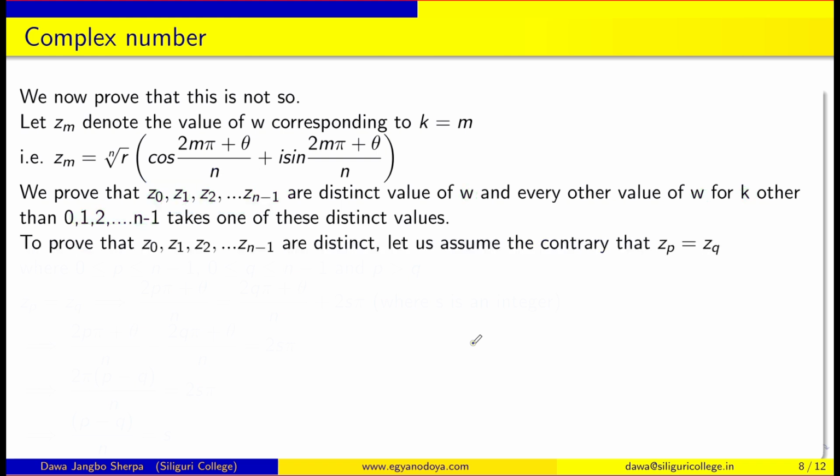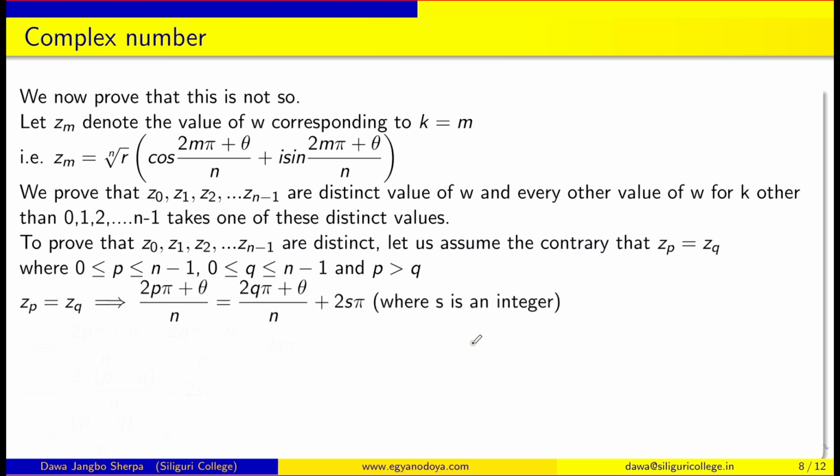To prove these quantities are distinct, let us assume that two numbers are equal: Zp is equal to Zq, where p and q are integers less than or equal to n minus 1, and p is greater than q. Now if they are equal, their arguments are also equal. So 2p pi plus theta by n is equal to 2q pi plus theta by n plus 2s pi. Because the argument is not principal, we have to put this additional quantity 2s pi, where s is an integer.